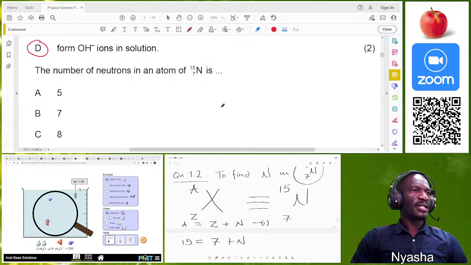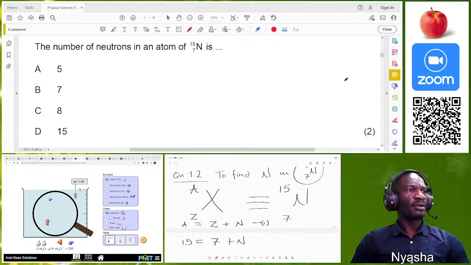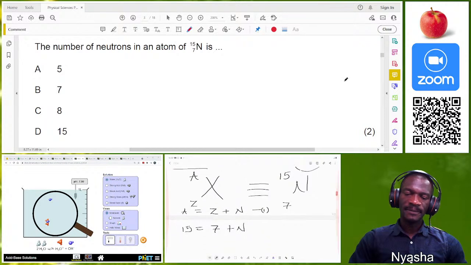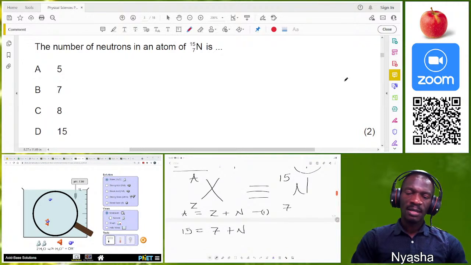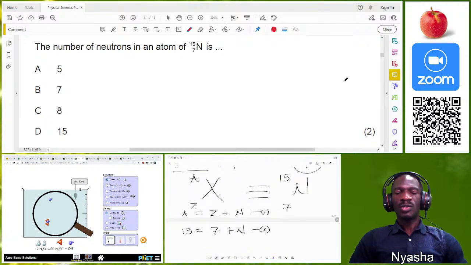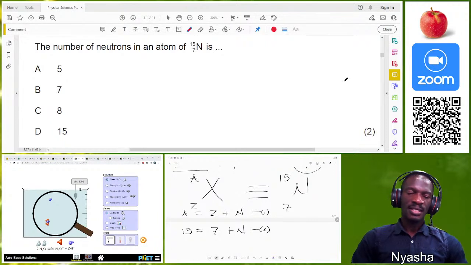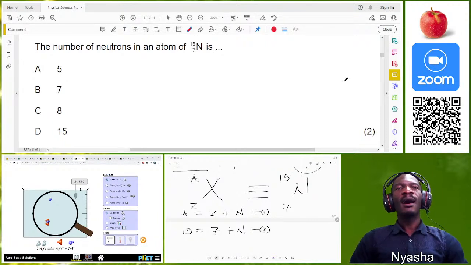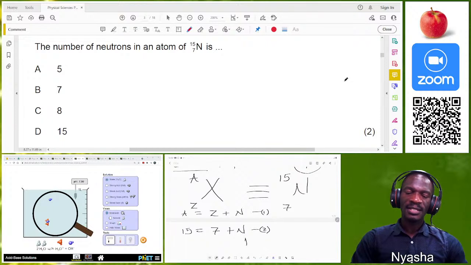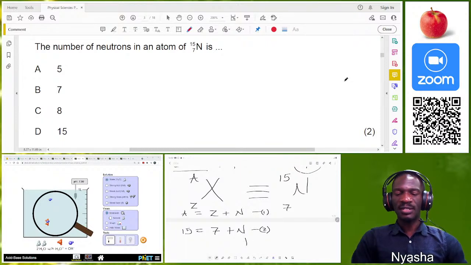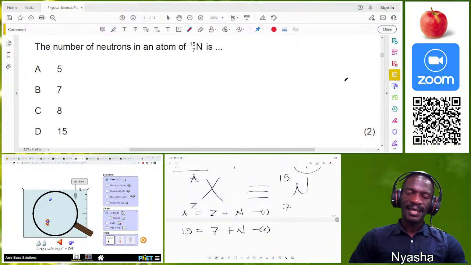Right, so we are just doing the math now. We want to determine the number of neutrons in an atom, nitrogen 15. So we have come up with equation 2. If you have an equation such as this, which is equation 2, how can you find this n? What are the steps that you can go through or make use of to calculate n?